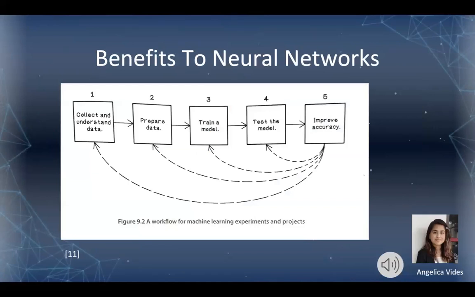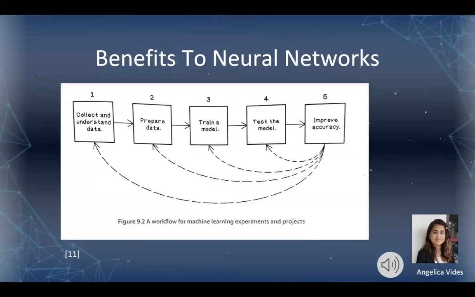Hello, my name is Angelica Vidas, and I will be discussing in a little bit more detail what is meant when we say that neural networks are adaptive. If we look at the figure below, first it would collect and understand the data. Then we would prepare the data, train a model, then test this model. Then at the end, it would improve accuracy where it deems it necessary.